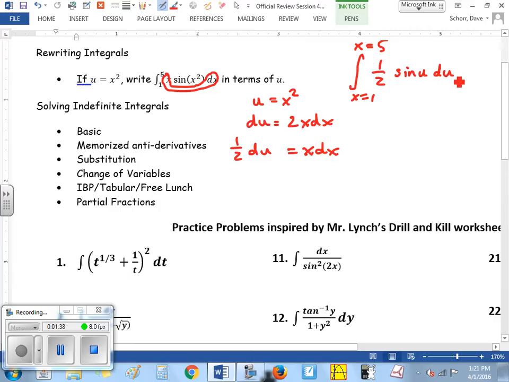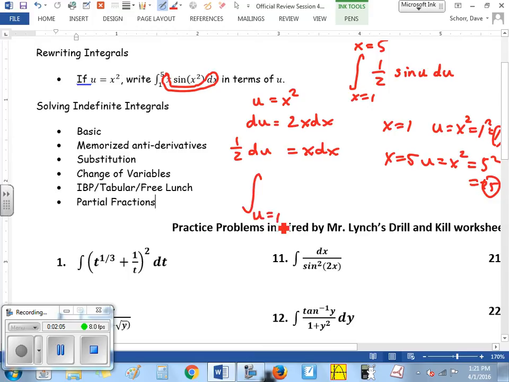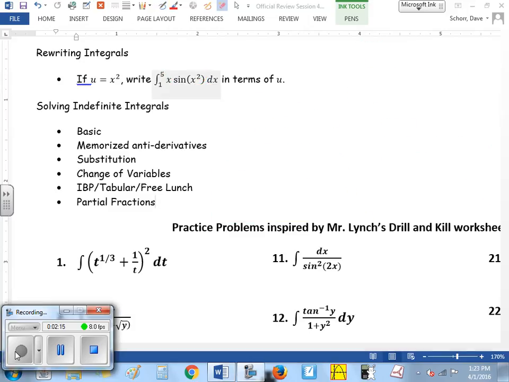Okay, and then you can update your x equals 1 and your x equals 5. Since x is 1, u, which is x squared, would be 1 squared, which is 1. And when x is 5, u, which is x squared, would be 5 squared, which is 25. So what I'm saying is your new limits of integration are 1 and 25. And those are u values. So you have u equals 1, u equals 25, and you have a sine u, a du, and a 1/2 out front. Okay, so that's just rewriting an integral.